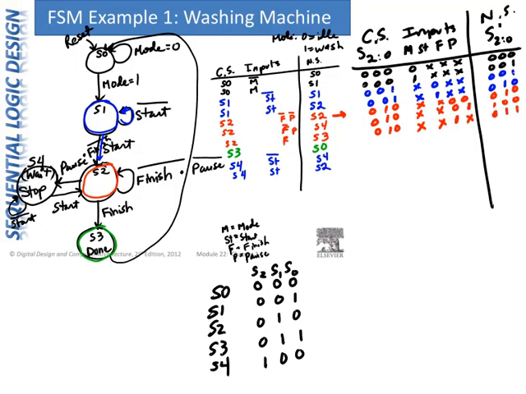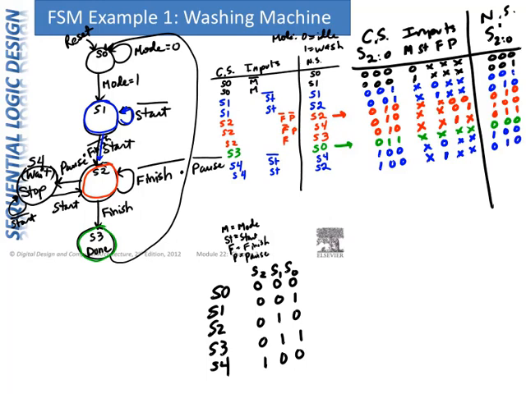Now the next line. If we're in state 3, doesn't matter what any of the inputs are, the next state should be state 0. Next line. If we're in state 4 and ST is low, everything else is a don't care, all the other inputs are don't cares, then we should stay in state 4. If we're in S4 and ST is 1, doesn't matter what the other inputs are, we should go to state 2.